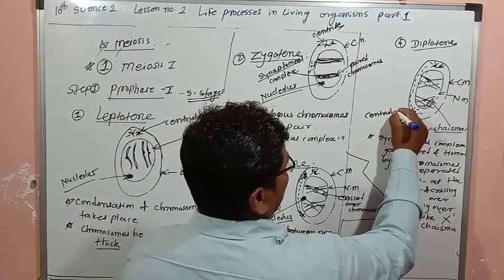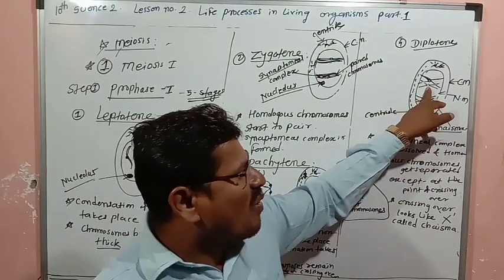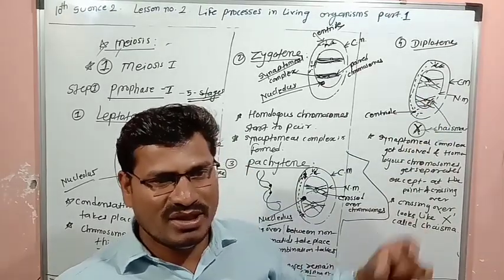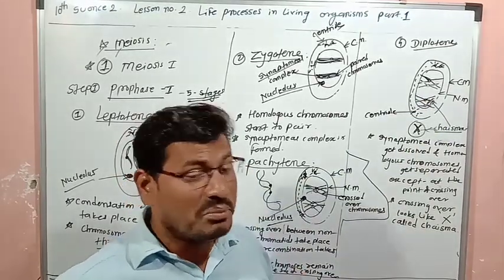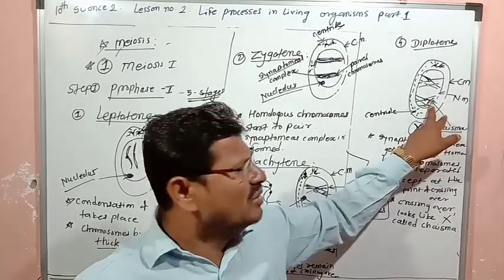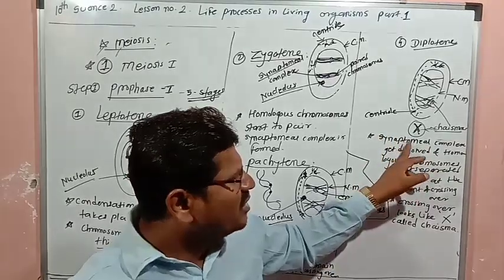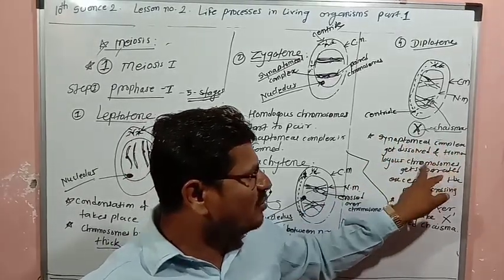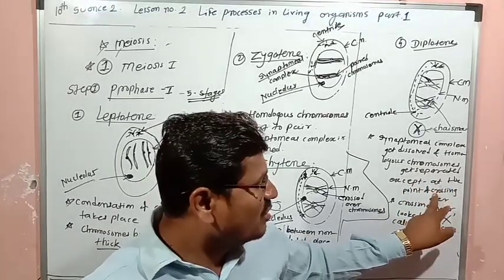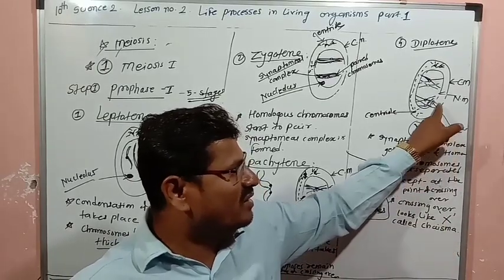Centrioles, one will move to the upper part, one will move to the lower part, and the synaptonemal complex, where crossover occurred, will get separated. Chromosomes will get separated, but they will remain crossed at the site of the crossing over only, at the site of pairing. The synaptonemal complex gets dissolved and homologous chromosomes get separated, except at the point of the crossing over. And the crossing over looks like an X, and it is called a chiasma.